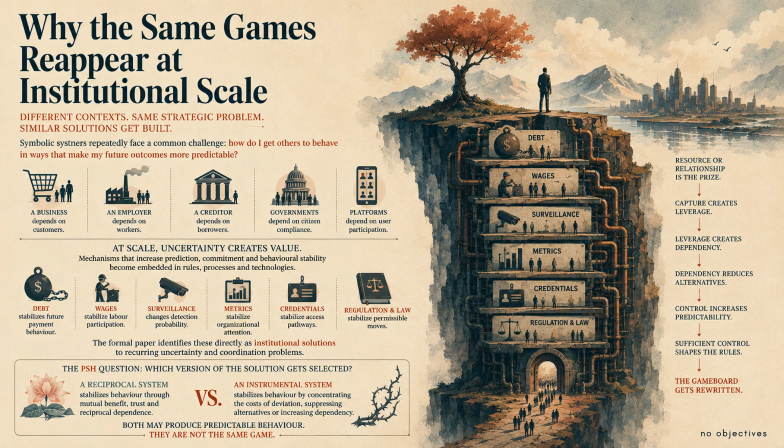A reciprocal system stabilizes participation by preserving mutual benefit and meaningful alternatives. An instrumental system can stabilize participation by making deviation from the system very expensive, and in fact, existential. From the outside, both systems can look stable, but game theoretically, one preserves your ability to choose, the other actually makes the choice for you, which is pretty haunting.